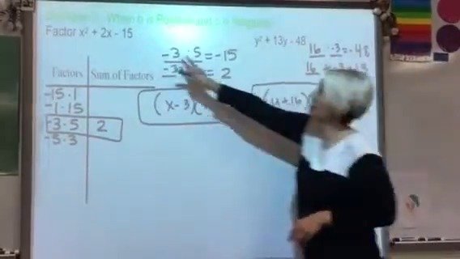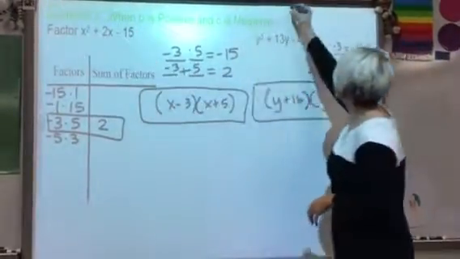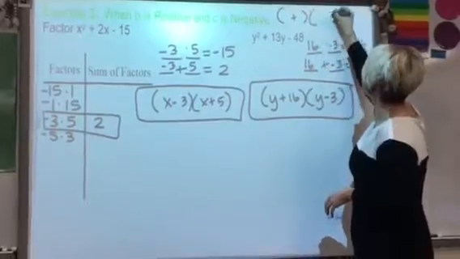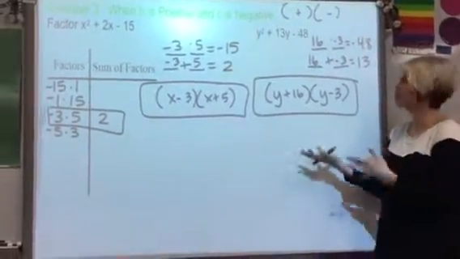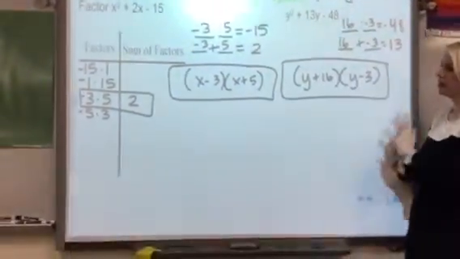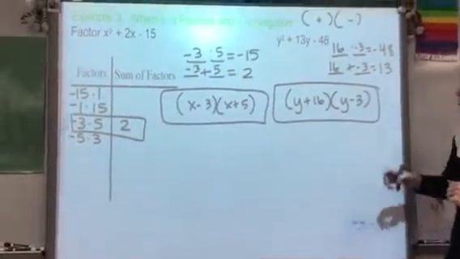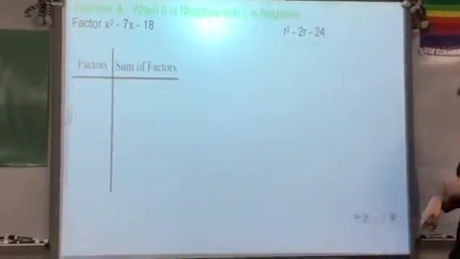When you have this last term as negative, you're going to notice that it's going to be a plus minus relationship. Like one is going to be a positive binomial, the other one's going to be a negative binomial. So try the example in your notes.